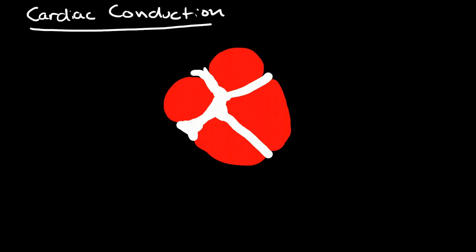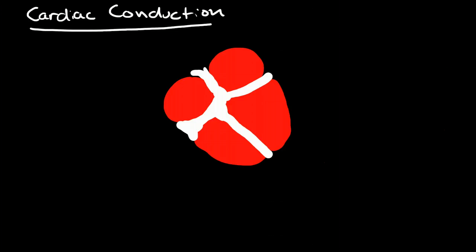Now, cardiac conduction is the system that the heart uses to communicate with itself. And by communicating with itself, it's able to coordinate the actions of the myocardium so that the chambers contract in an organized fashion. And this is what allows the heart to work as a pump. Okay, so cardiac conduction occurs because of the specialization of the myocardial cells.